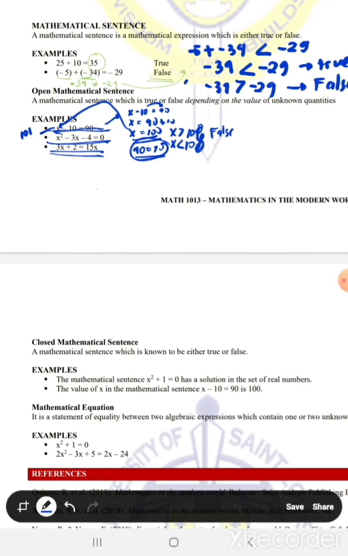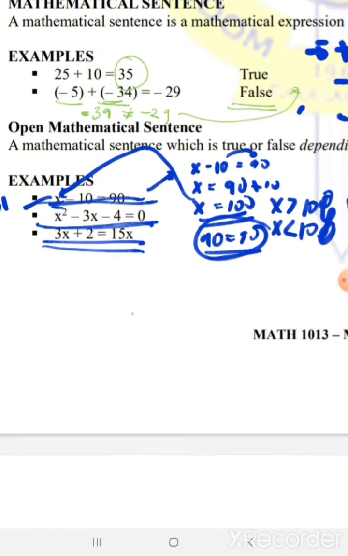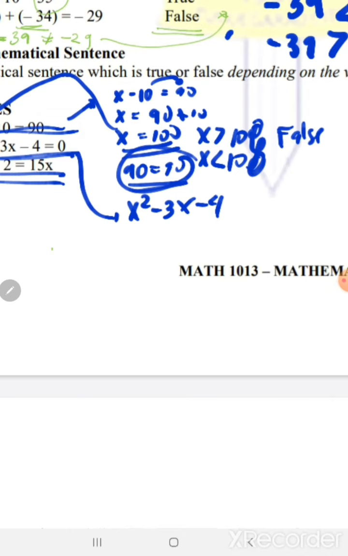So, how will you solve this one? Actually, it is solvable by the quadratic equation or quadratic formula, or by simply factoring it. Tama ba? Pag finactor nyo to, pwede mong isolve yung x squared minus 3x minus 4. The factors of negative 4 give x minus 4 multiplied by x plus 1.